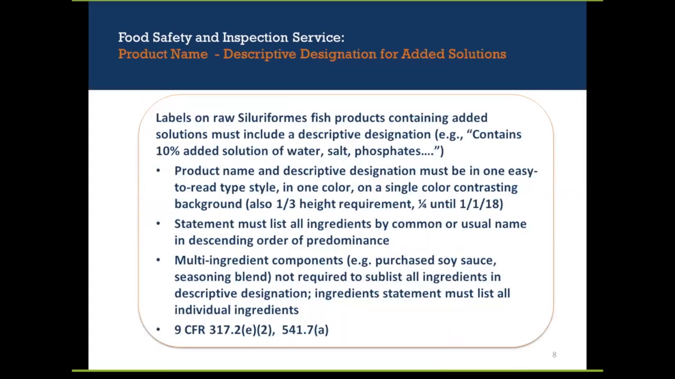FSIS requires that raw meat and poultry products, and that includes Siluriformes, that contain added solution must bear a descriptive designation as part of the product name. An example of an added solution descriptive designator would be contains 10% added solution of water, salt, and sodium phosphate. There's some flexibility with the wording of the solution statement, and contains is not the only word you may use. For example, we see marinated, brined, tumbled, basted, used as part of the added solution statement. However, the regulations specifically prohibit the use of the word enhanced as part of the descriptive designation.